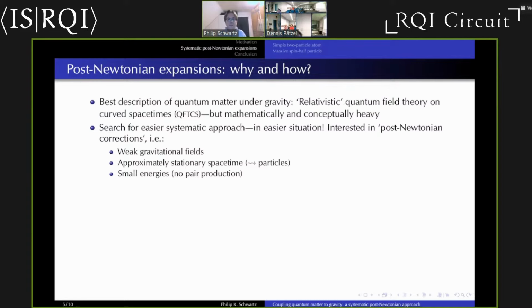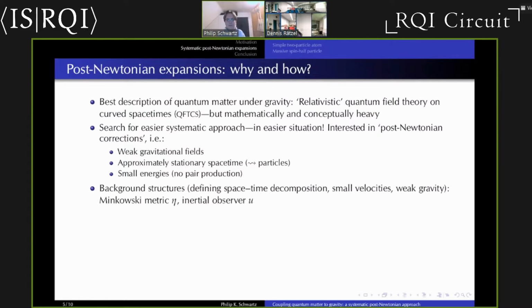And so we will assume that our spacetime is approximately stationary, so that we can really speak about few-particle systems. And we also want to fix the number of particles, so we will also assume that all the processes we look at have such small energies that we don't get pair production or anything like that. So we really restrict to the low energy regime so that we can fix our number of particles.